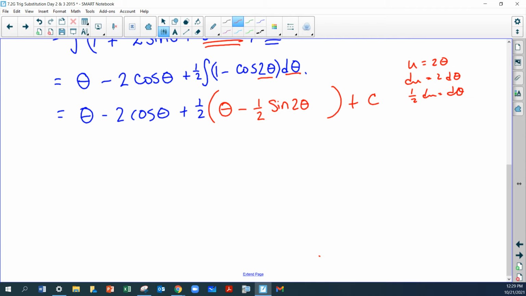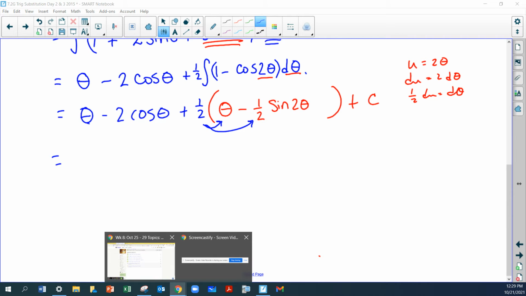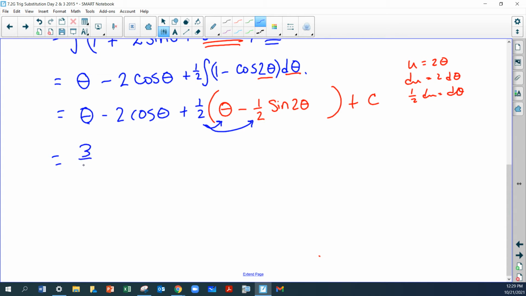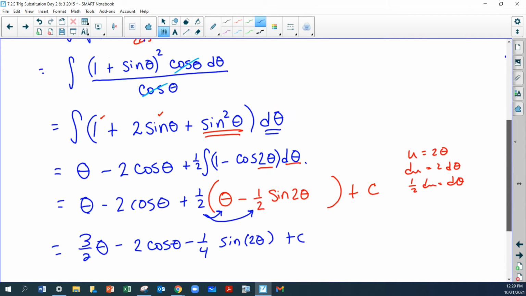All right, I think we got it. Now, is there much that we can push together? I've got a theta plus a half theta. Remember, this is going to go through. So that would give me 3/2 theta minus 2 cosine theta minus 1/4 sine 2 theta plus C. Holy cow. All right, now we're in thetas, but we need to be back into x's.